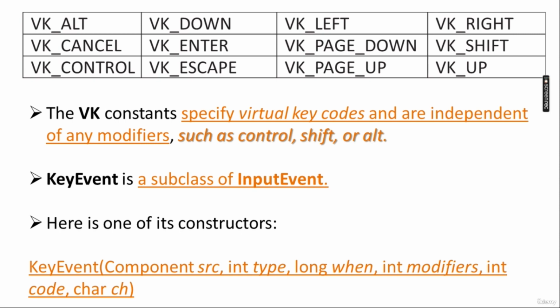The VK constants specify virtual key codes and are independent of any modifiers, Control, Shift, and Alt. So VK stands for virtual key codes, independent of Control, Shift, or Alt modifiers. KeyEvent is a subclass of InputEvent. Here is one of its constructors: Component source, int type, long when, int modifiers, int code, and char ch.